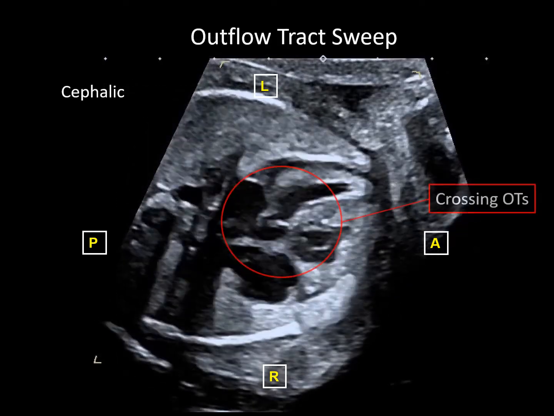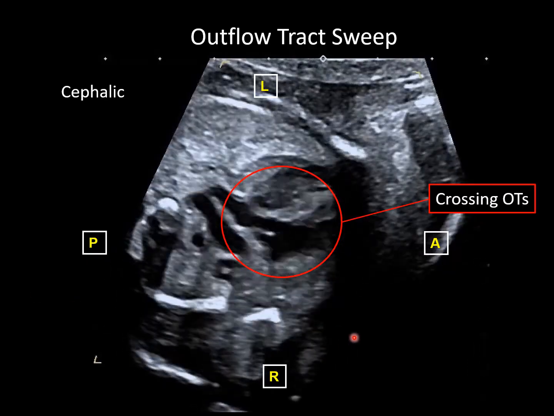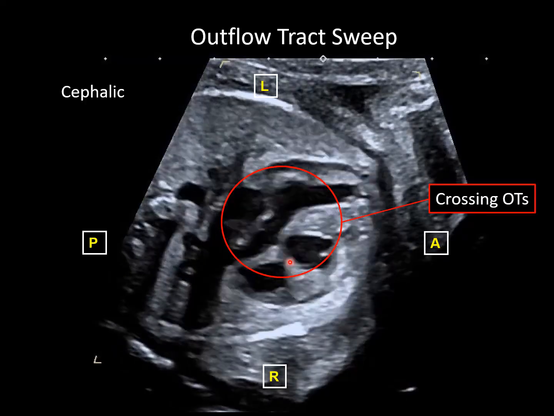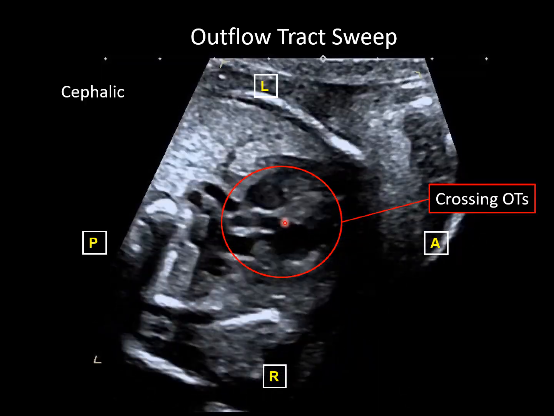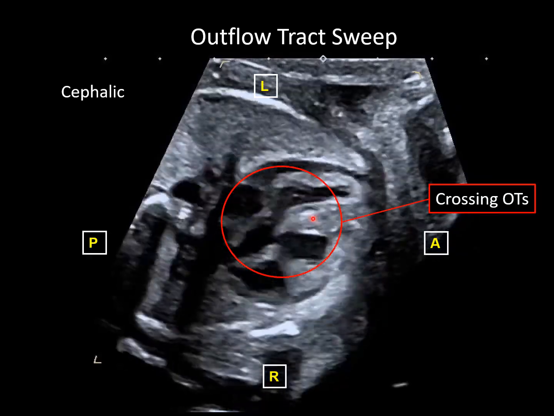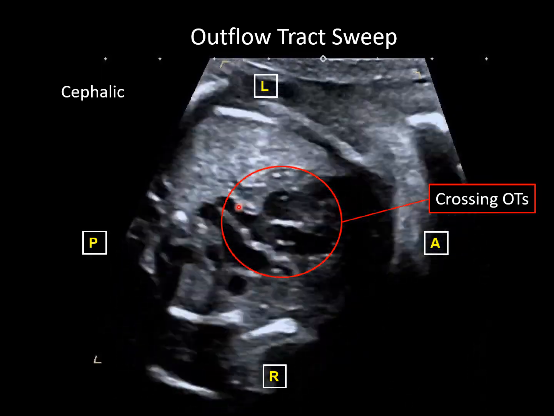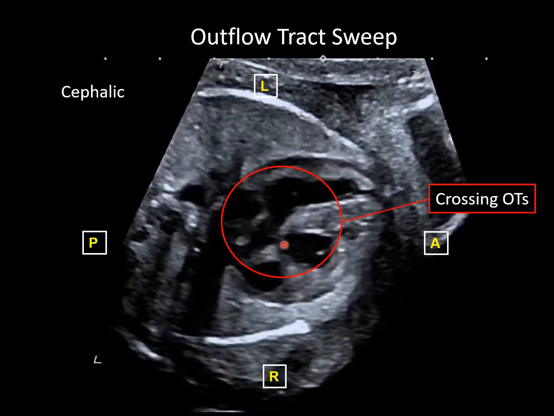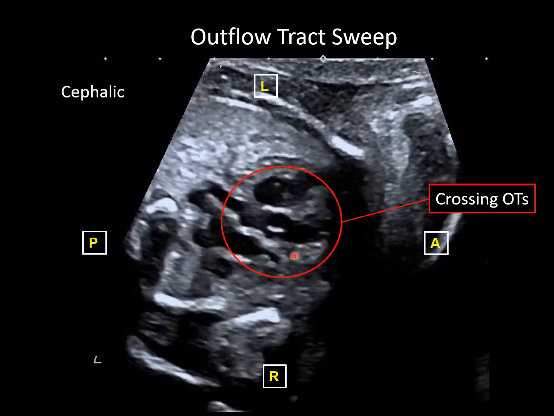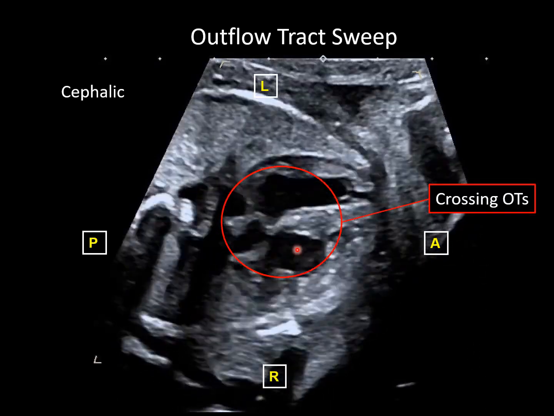As we sweep up to the outflow tracts, you want to make sure that the outflow tracts are proportional in size, with the pulmonary artery, the pulmonary valve annulus, ever so slightly larger than the aorta. And I've highlighted here that you want to see the outflow tracts cross. So here's the LV outflow tract, there's the RV outflow tract, and this just confirms that there is no transposition. This is a normal appearance when you have the LV outflow tract and the RV outflow tract crossing.